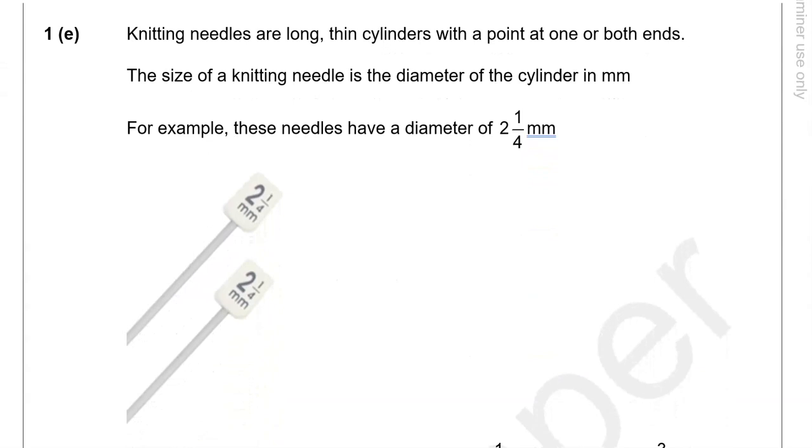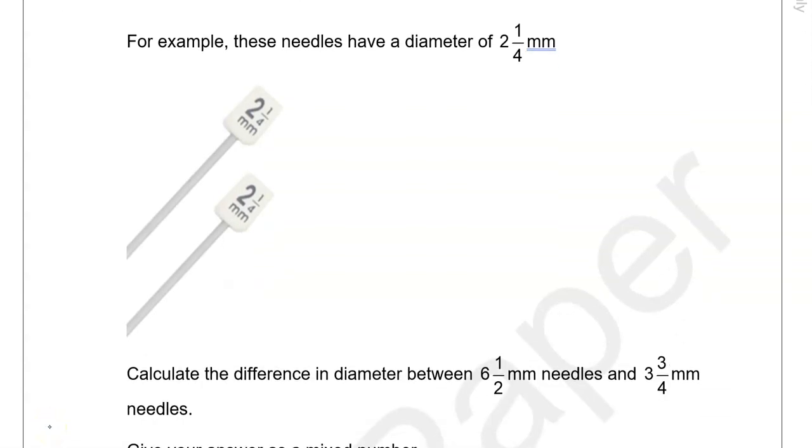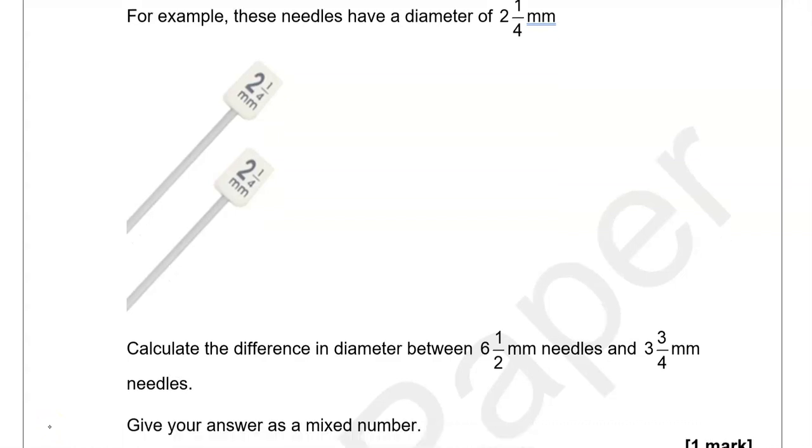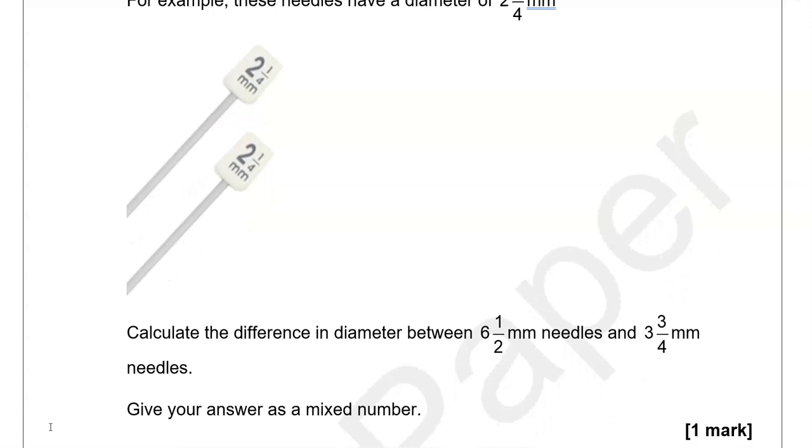Knitting needles are long, thin cylinders with a point at one or both ends. The size of a knitting needle is the diameter of the cylinder in millimeters. For example, these needles have a diameter of 2¼ millimeters. Calculate the difference in diameter between 6½ millimeter needles and 3¾ millimeter needles. Give your answer as a mixed number.